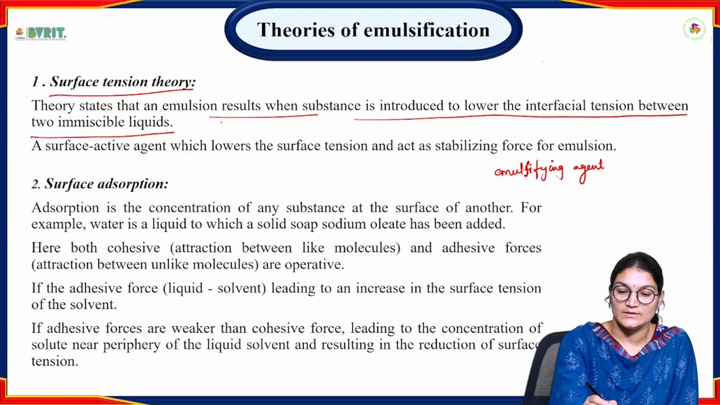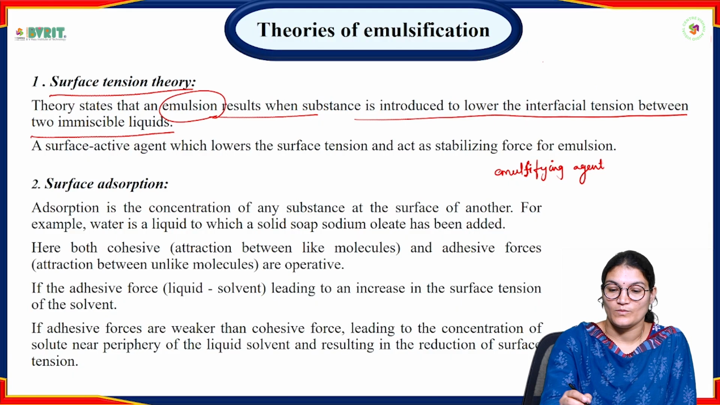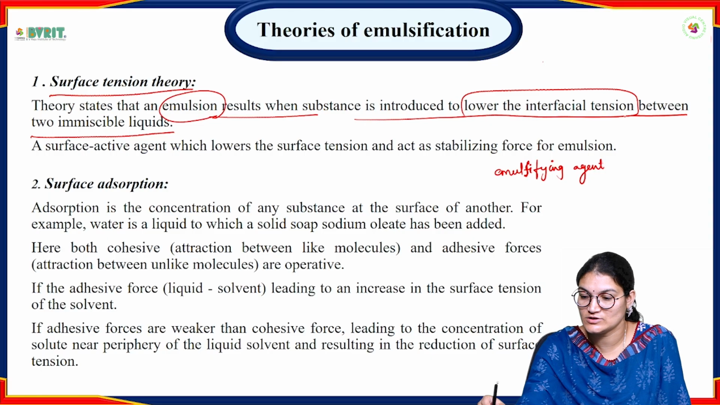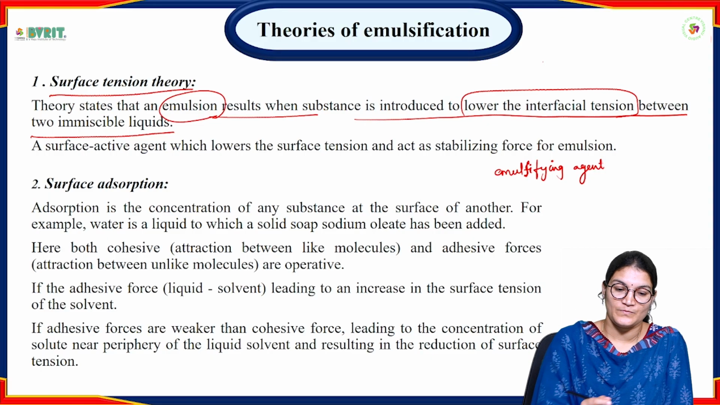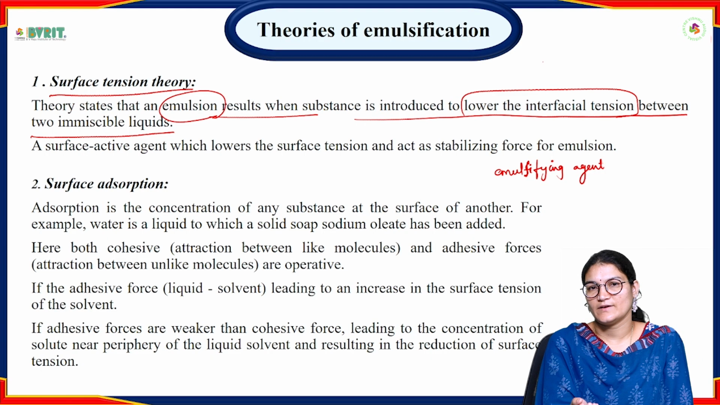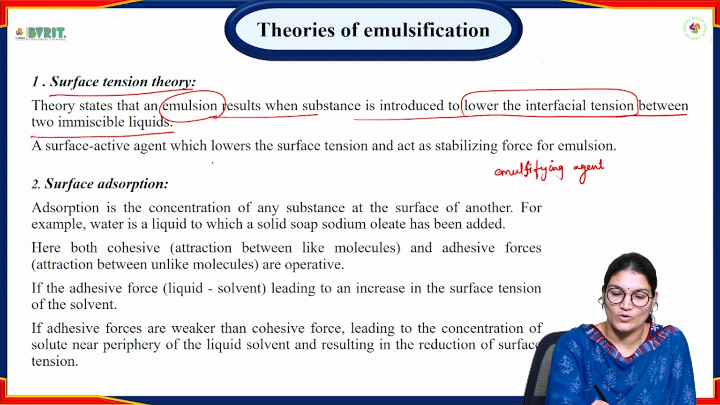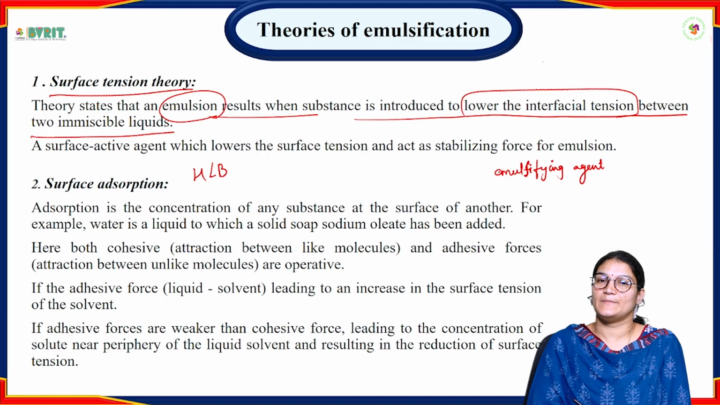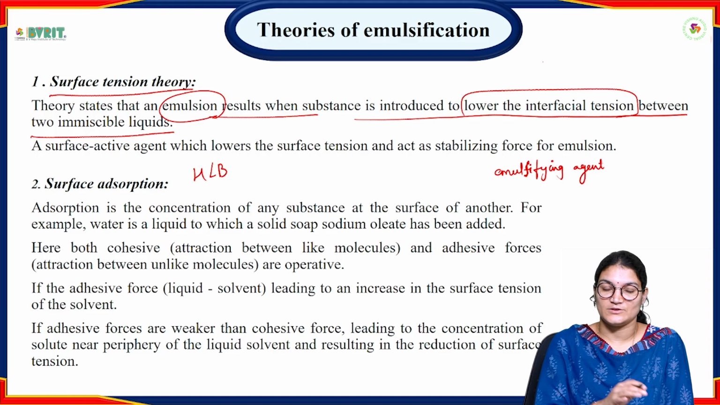So the better emulsion results when the added substance can reduce the interfacial tension between the two liquids. So we generally add a surface active agent. By knowing its HLB, you can choose the best surface active agent which can reduce the surface tension of an emulsion to stabilize the emulsion.